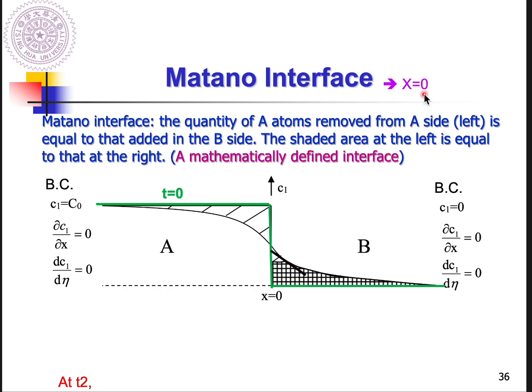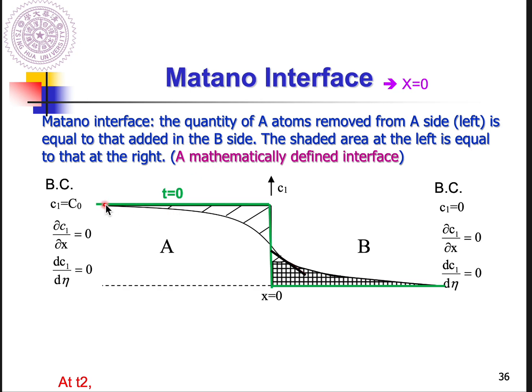This is the plane x equals to 0. This plane interface is not really a visible interface. You cannot see it in a diffusion couple. It's just a mathematically defined interface. So what's the mathematically defined interface? This plane has some physical meaning. The quantity of A atoms moved from the A side is equal to that ended in the B side.